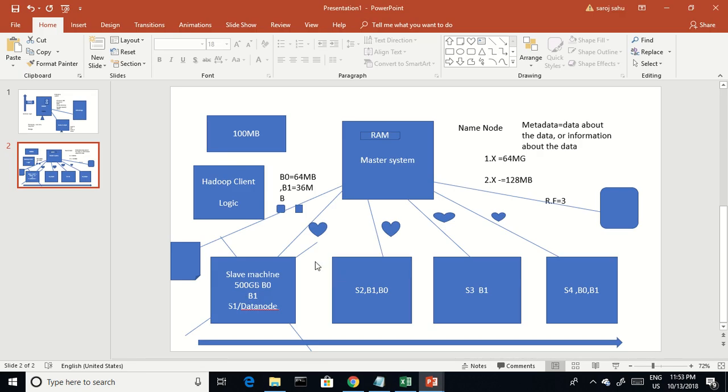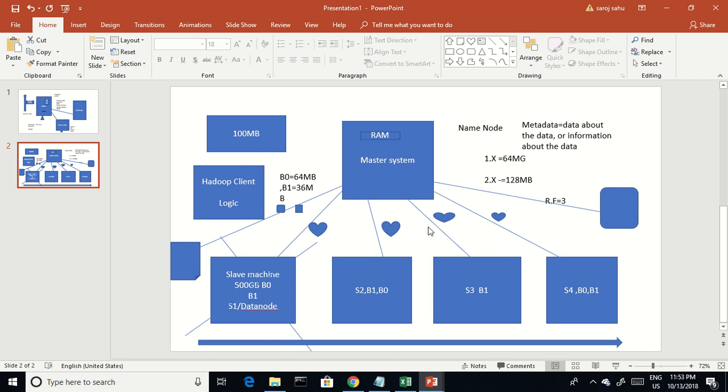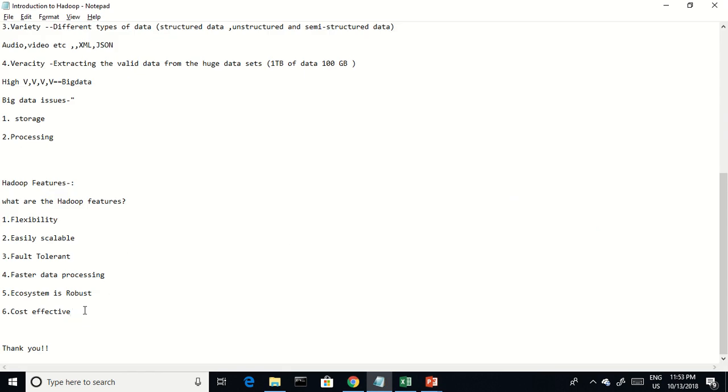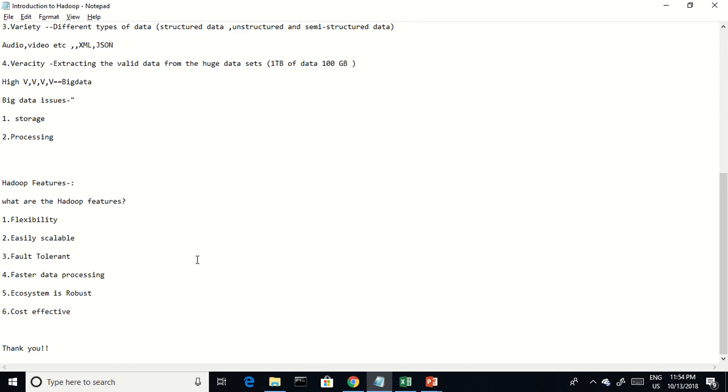And it is cost effective. As I told you, this Hadoop cluster consists of commodity hardware, low reliability, low cost hardware. So this is called cost effective. These features, and many more, make the Hadoop system very, very popular nowadays.